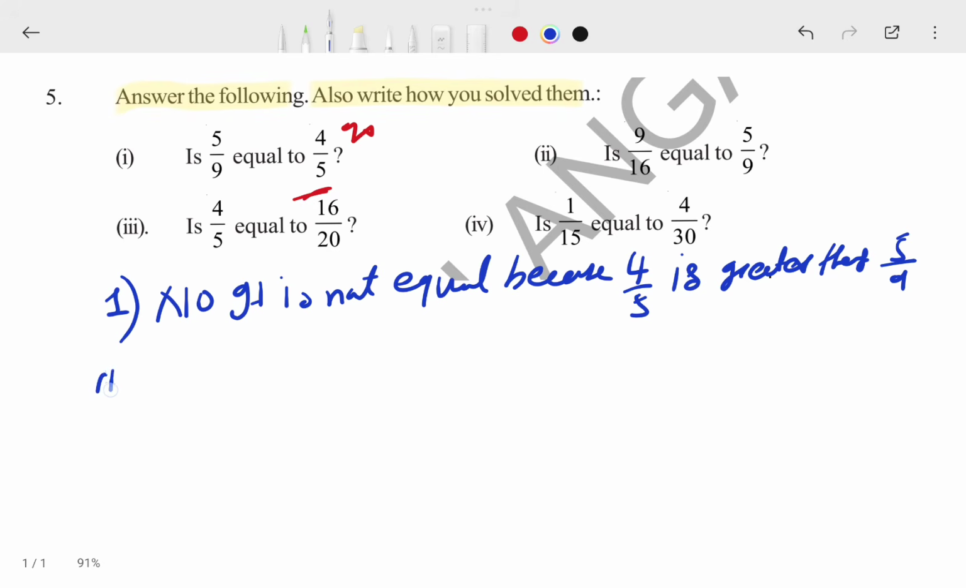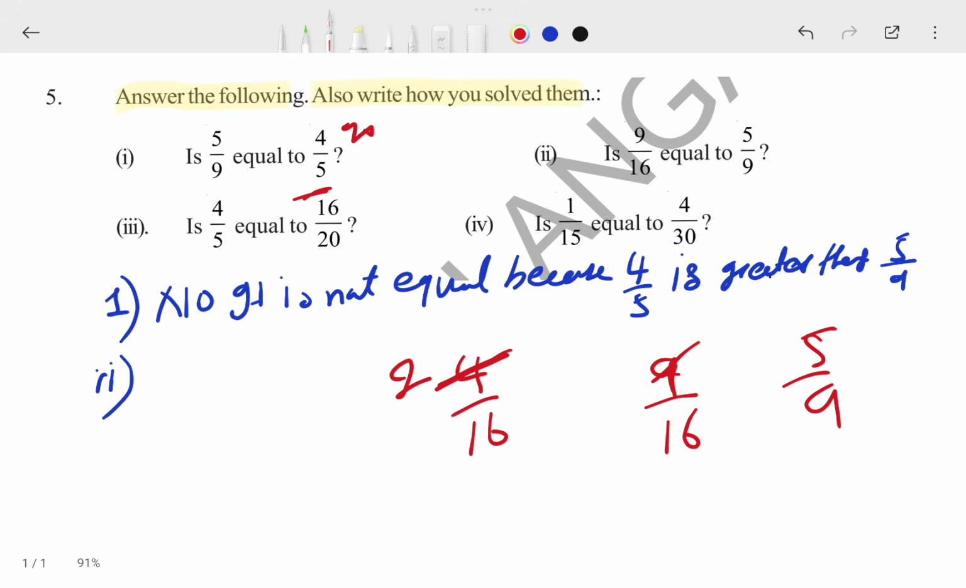So let's talk about the second question. If you observe, this is 9 by 16, and it is equal to 5 by 9. Now I'm asking you, is it the same or not? If you divide this, in the 3 table 9 is there, but is 16 there? No, not there. Remember one thing: if I divide 4 by 2, then I have to divide 16 with the 2 table also. Like in the 2 table, 4 is 2 times, and 16 is also there, 8 times.